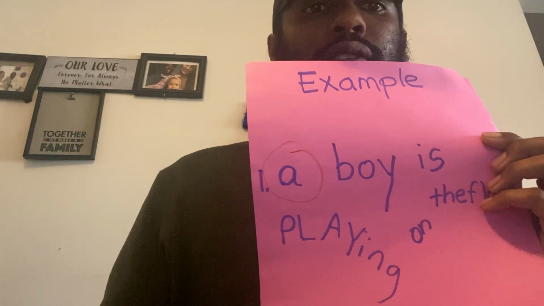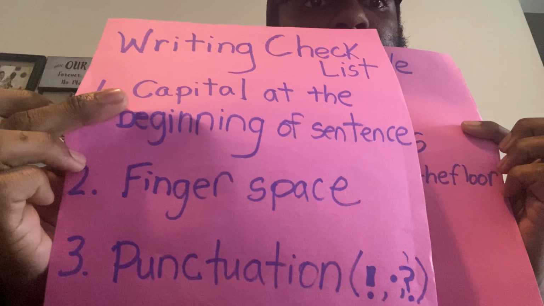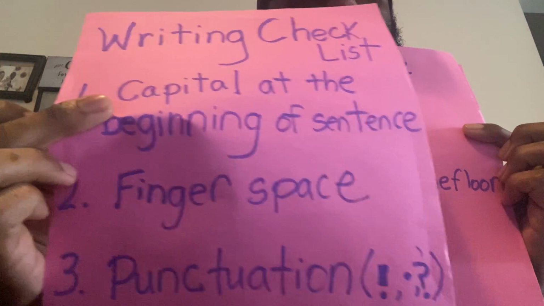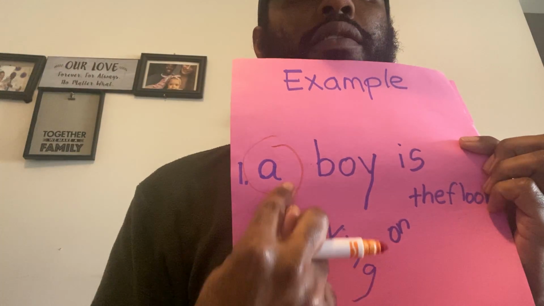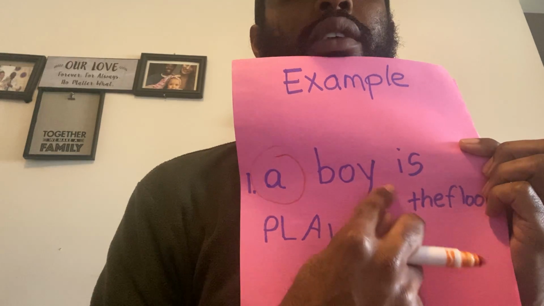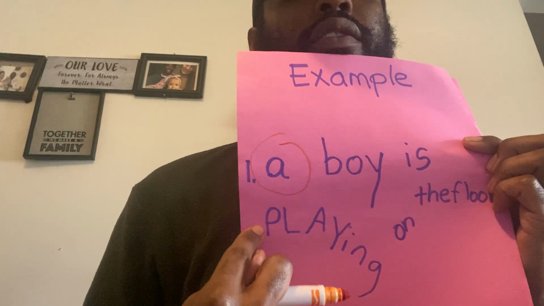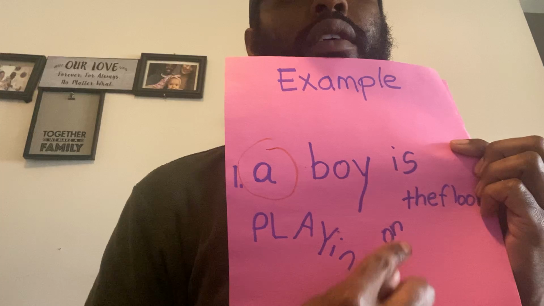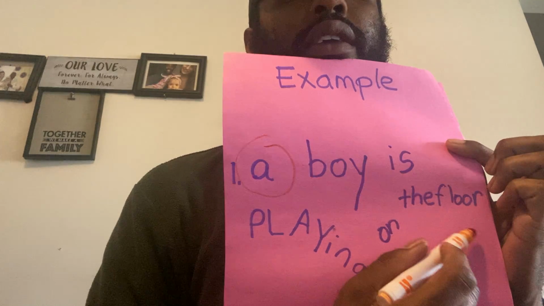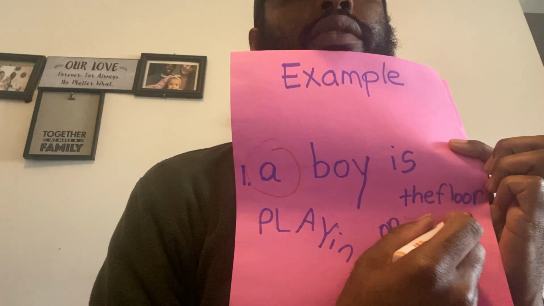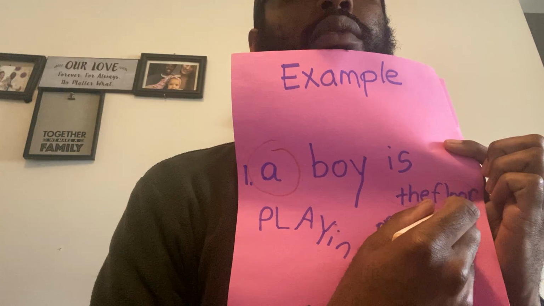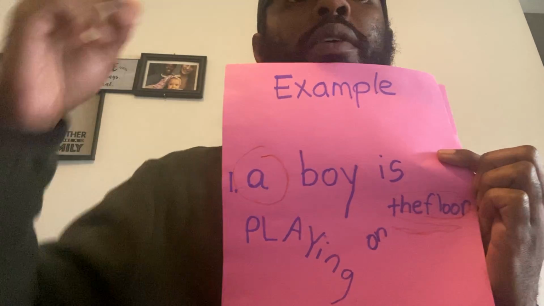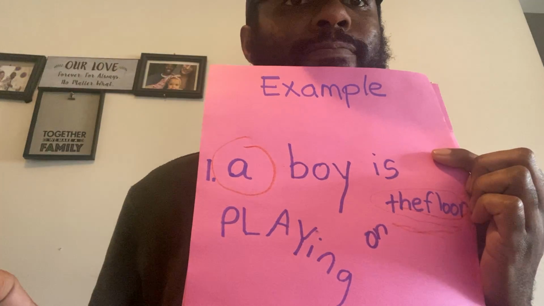Rule number 2, finger space. Finger space looks good right here, looks good right here, looks good right here, looks good right there. But right here, these two words are way too close together. The words the and floor are way too close to each other.